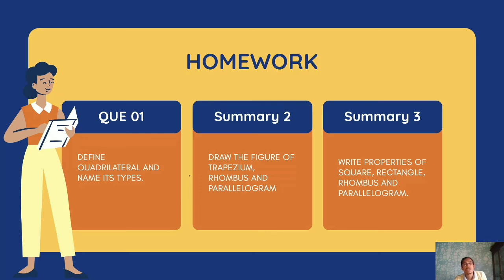Now homework for today's lecture. So basically there are three questions that I have given to you. First question is, you have to define what is quadrilateral and you have to name its types. Second question is, draw the figure of trapezium, rhombus and parallelogram. And the third question is, write properties of square, rectangle, rhombus and parallelogram.